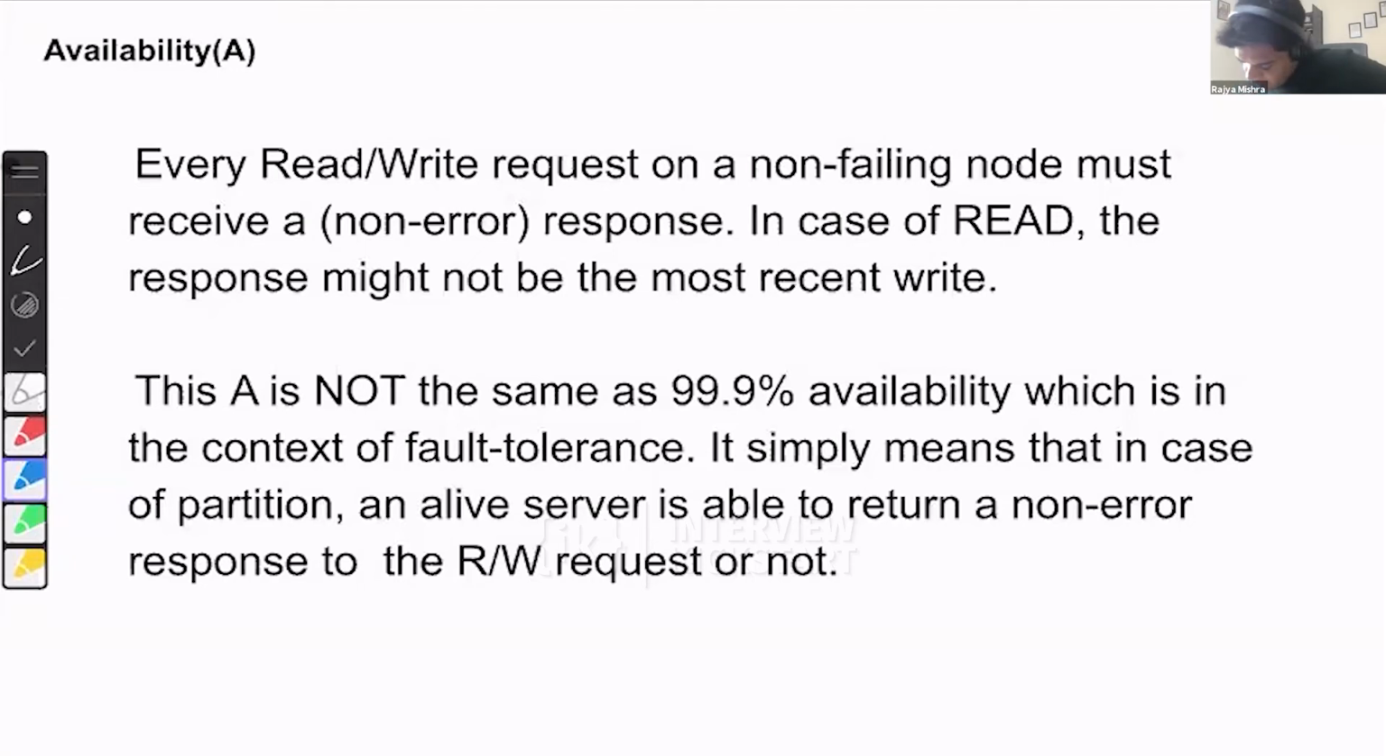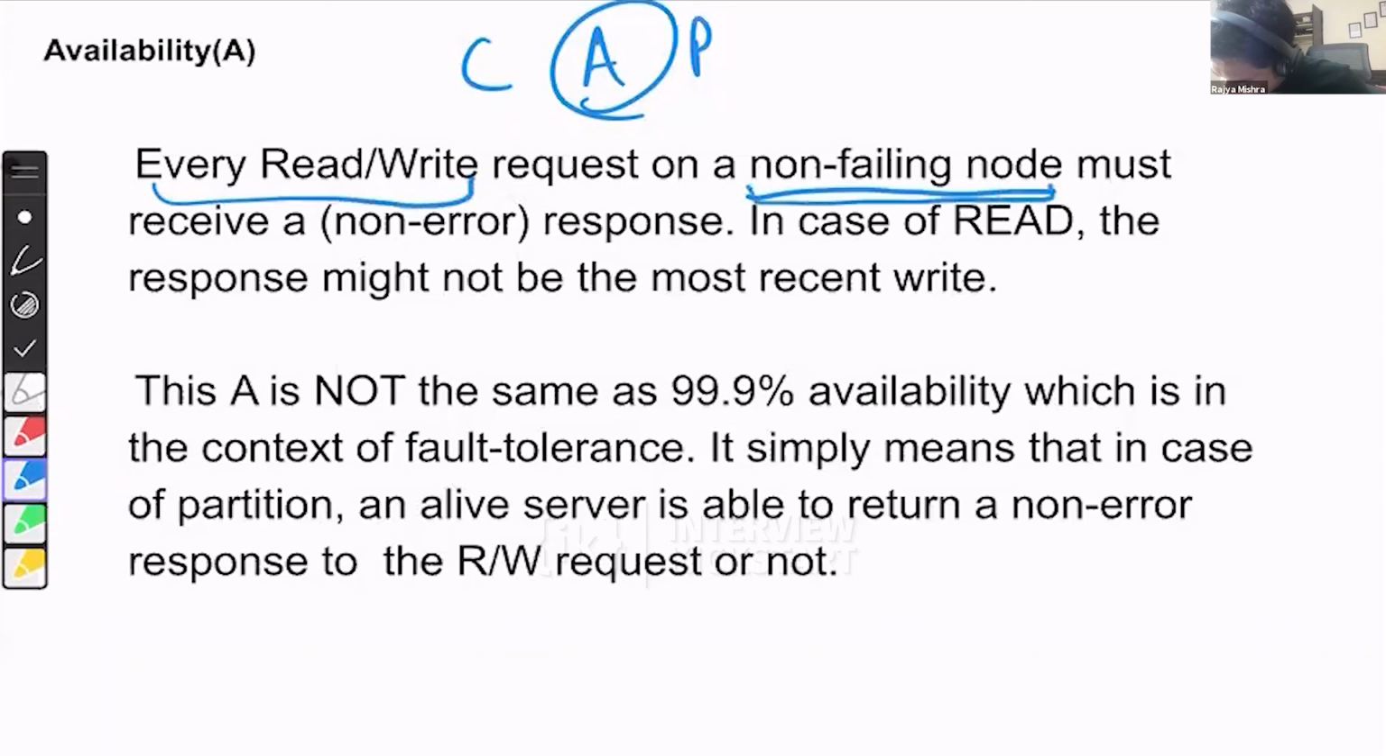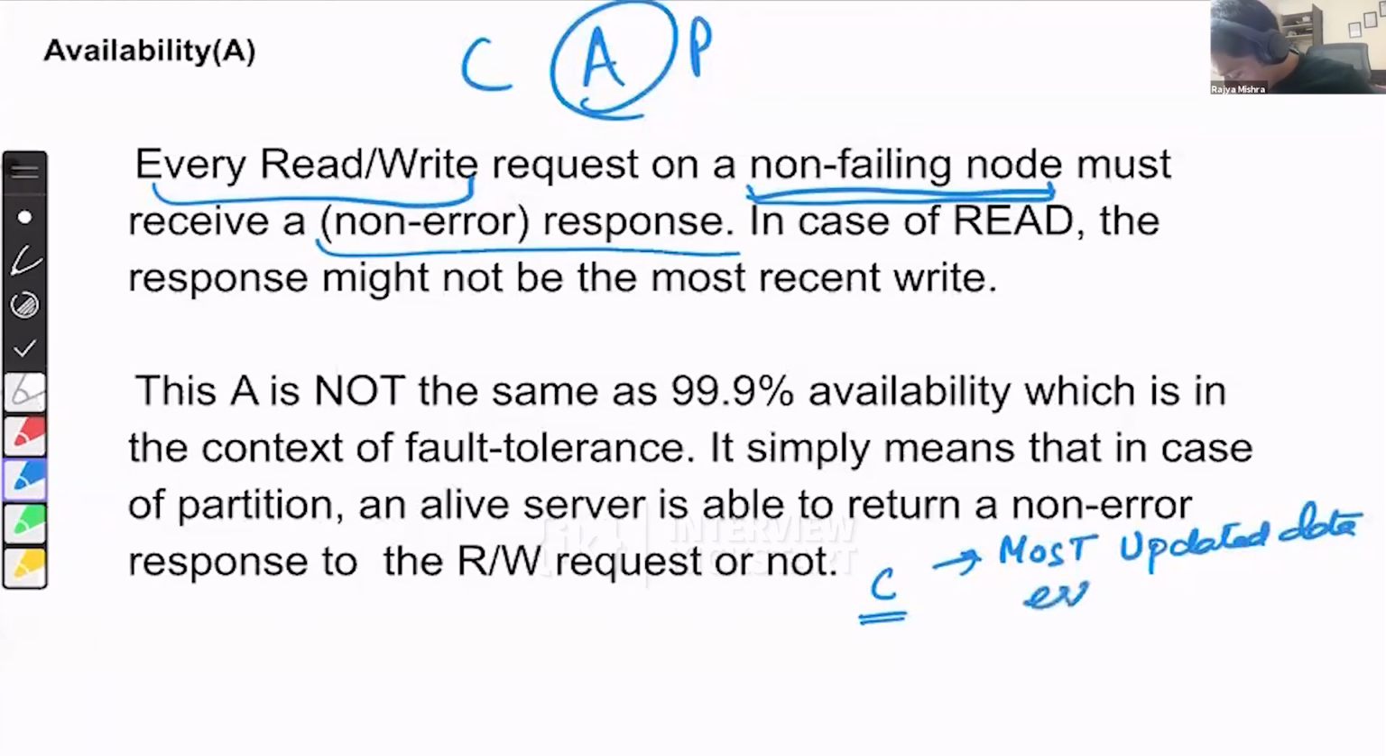Availability. So this is the A of CAP theorem. Every read-write request on a non-failing node must receive a non-error response. Right? So what we saw in consistency said that give me the most updated data or give me an error.